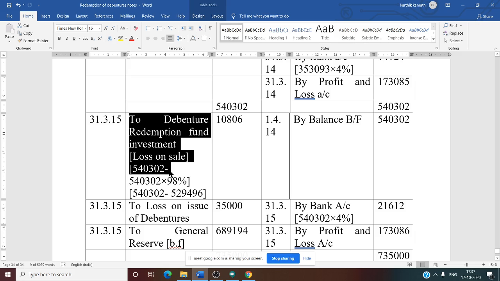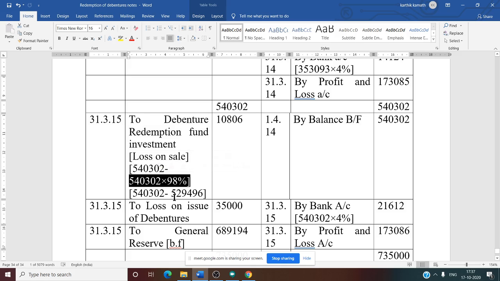5,40,302 minus 5,40,302 into 98%. Why are we doing this step here? Or else how we are going to do, in the previous problem we have seen. In the third account, by bank account we have written. In the DRFI account, that is credit side, there we used to write sale amount, bank to investment sale amount. So that procedure you need to show here itself, because we are preparing only one account. 5,40,302 minus 5,40,302 into 98%.